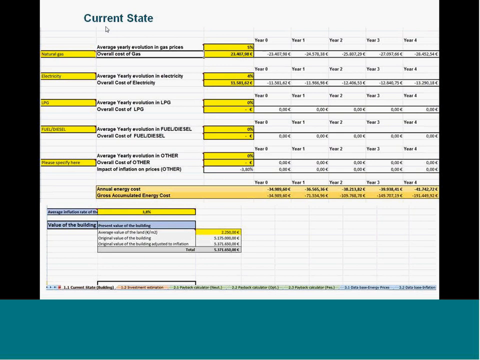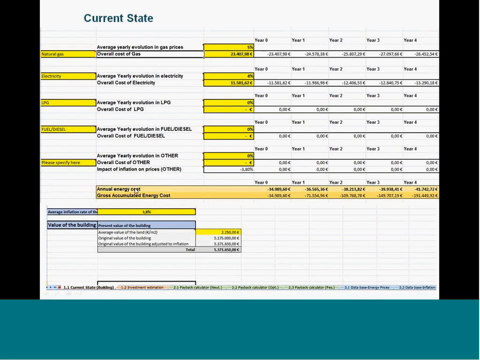Okay, then the user has filled in that they use natural gas, and there is a 5% yearly evolution in the gas prices, also 4% in the electricity prices. The costs of the gas, as we can see on the second cell, maybe you can see my mouse, are filled in below the 5% here. It's 23,507 euros. And below the 4% yearly evolution in electricity, there is the overall cost of electricity, which is almost 11,000 euros. They don't use LPG, they don't use fuel or any other source.